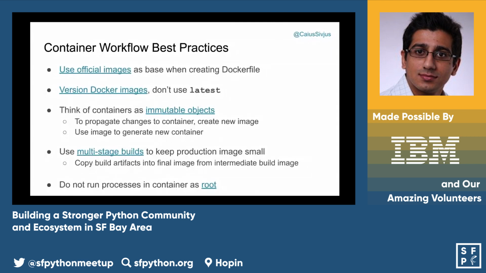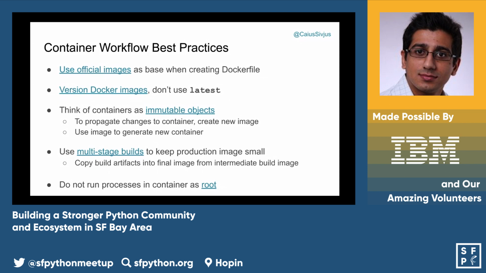When we're using containers, we have to treat them as immutable objects. And what this means is that when you want to make a change to a container, you don't go in and make that change to the container. You go in, you change the Dockerfile, you use that Dockerfile to create a new image and use that image to create the container with the changes wanted.